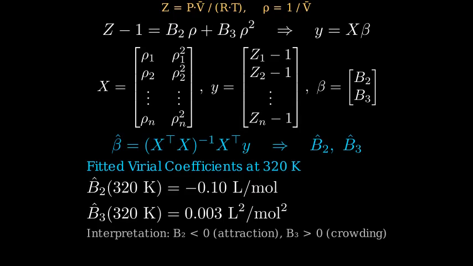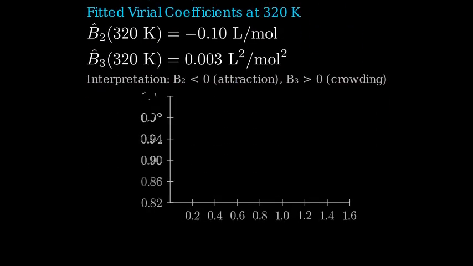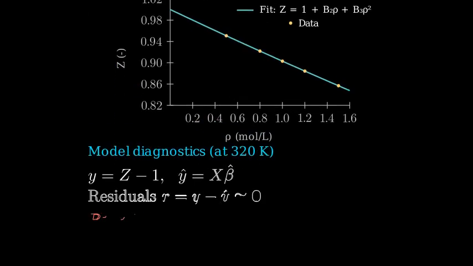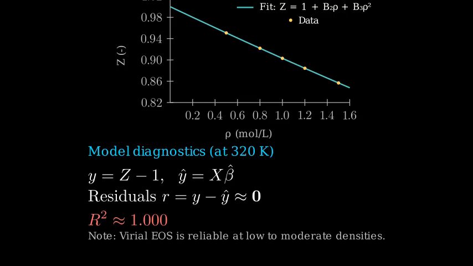Graphically, plot Z versus rho and overlay the fitted quadratic curve Z equals 1 plus B2 rho plus B3 rho squared. Notice the gentle downward curvature from attractions, followed by a slight upturn captured by B3. Statistically, the least squares residuals are tiny for this clean data, and the coefficient of determination, R squared, is essentially 1. Always check residuals to ensure the truncated virial captures the trend over your data range.